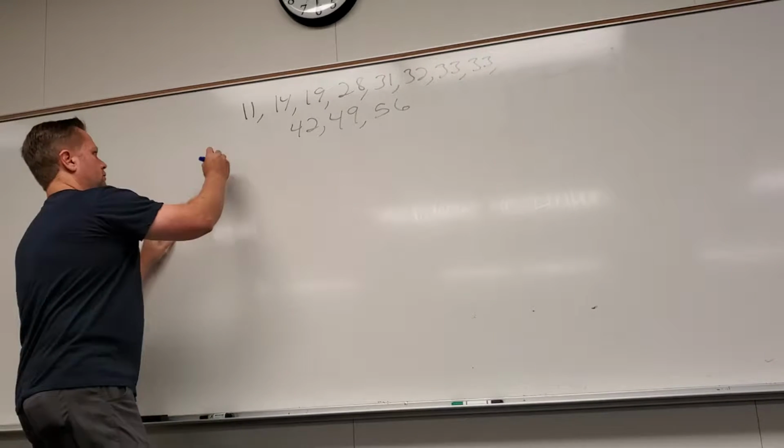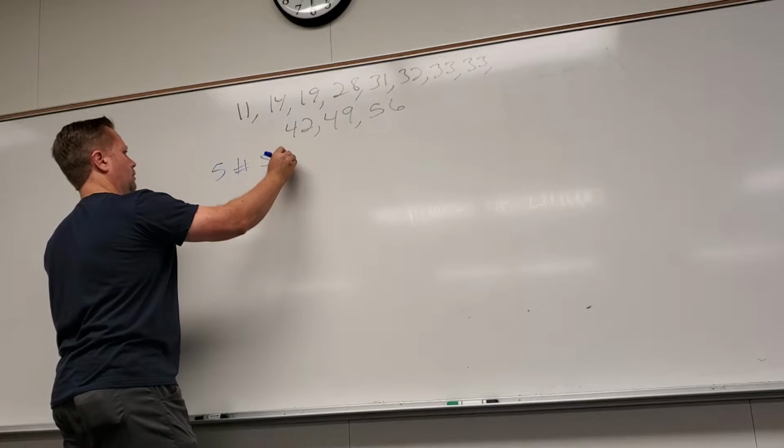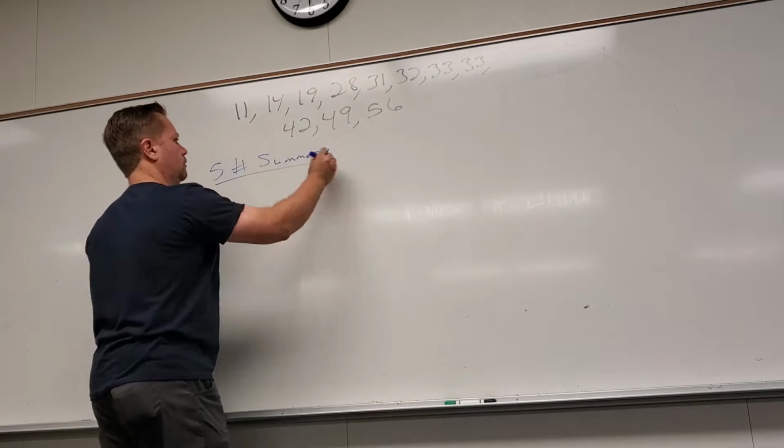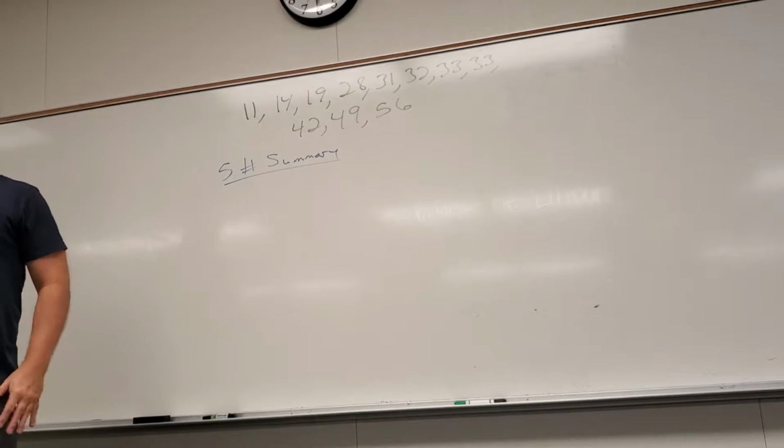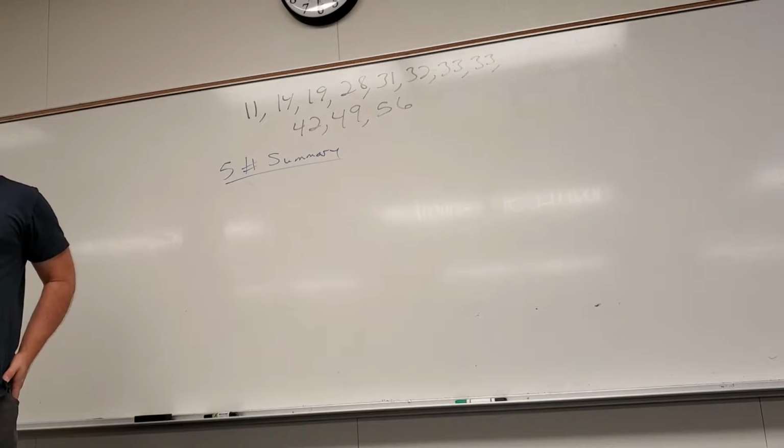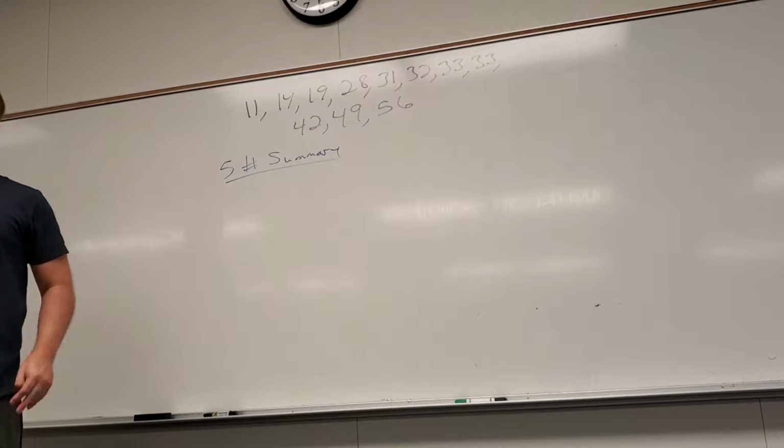Yes. All right. So 5-number summary. Yeah, it's a good thing we're doing a review problem, isn't it? It's crazy how there's a method to my madness. Or madness to my method, one of those.